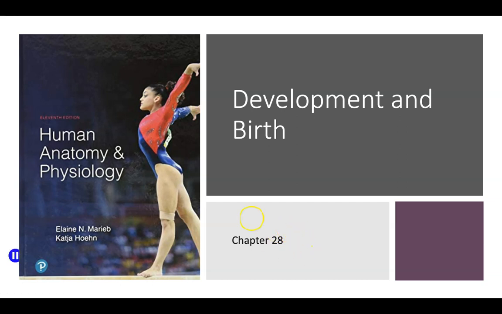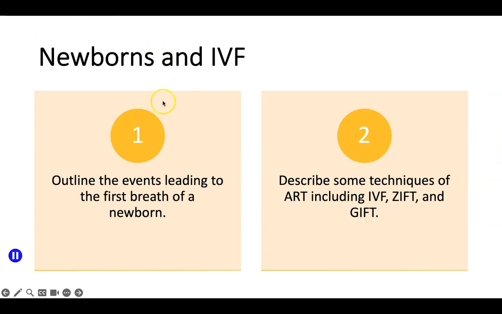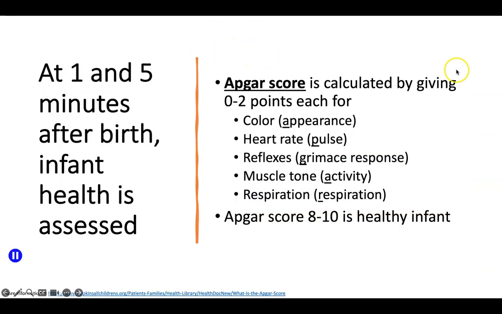In this video, I'll review concepts from Chapter 28 of Human Anatomy and Physiology, 11th edition. This chapter focuses on development and birth. In particular, we'll look at some of the events that lead to the first breath of a newborn, as well as some techniques of assisted reproductive technology, such as IVF.